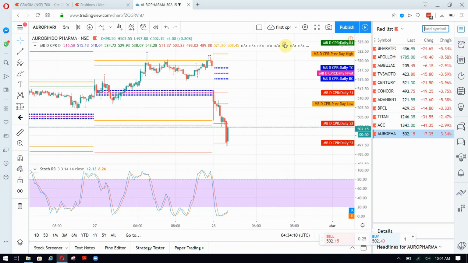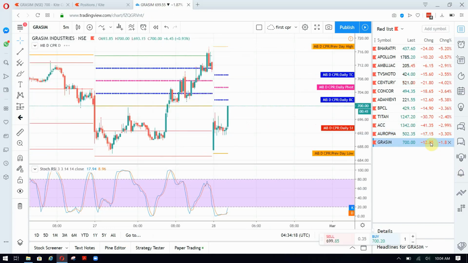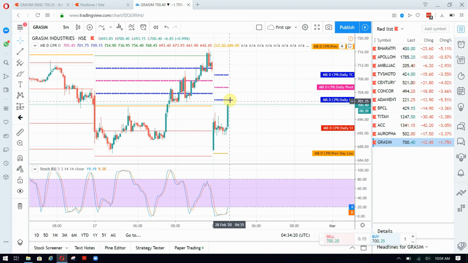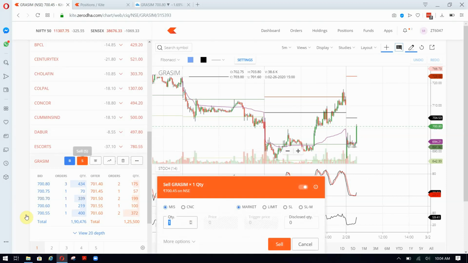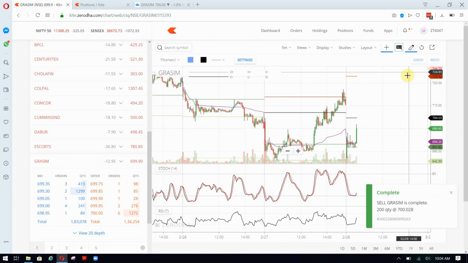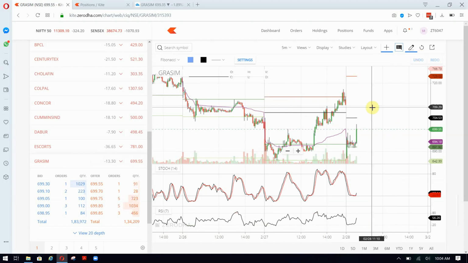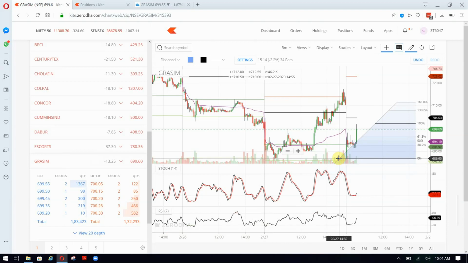I am going to stop using TradingView once I plot the CPR ranges in my Excel sheet. And I might short at this level, 701.85, short 200 at market price. Why am I taking market price? I lost the opportunity to place the price in advance.